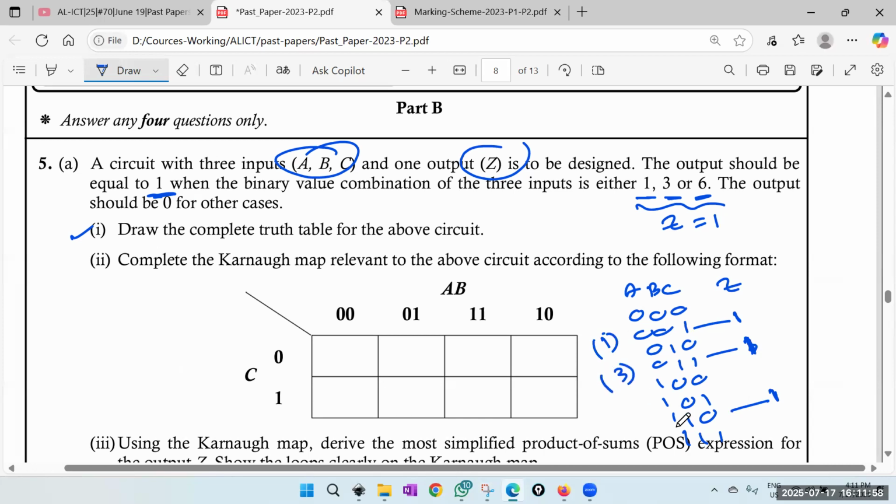This is 3 in base 10. This is 6 in base 10. 2 plus 4 is 6. This 1 plus 2 is 3. So in other cases, it must be 0. So that is the answer for the first one. That is 3 marks. Okay.